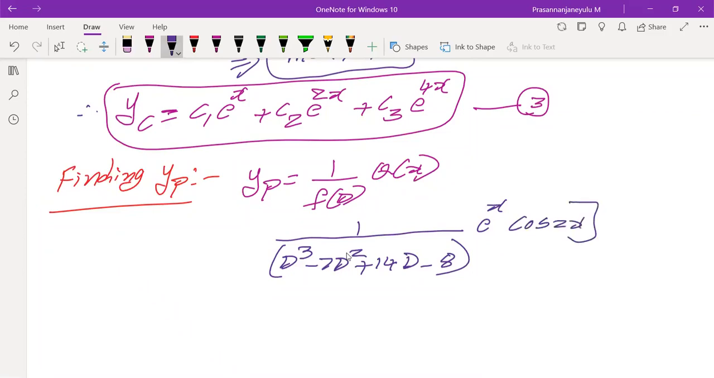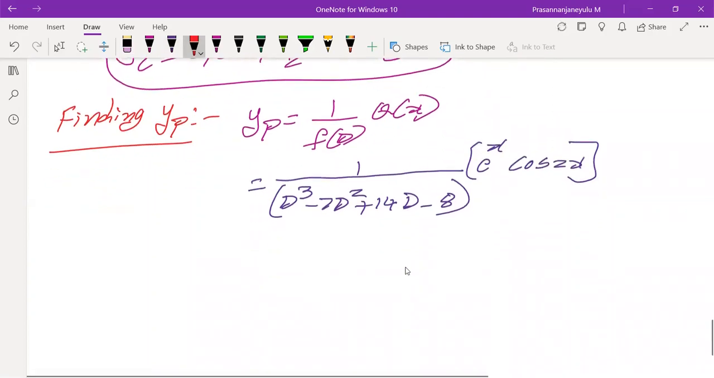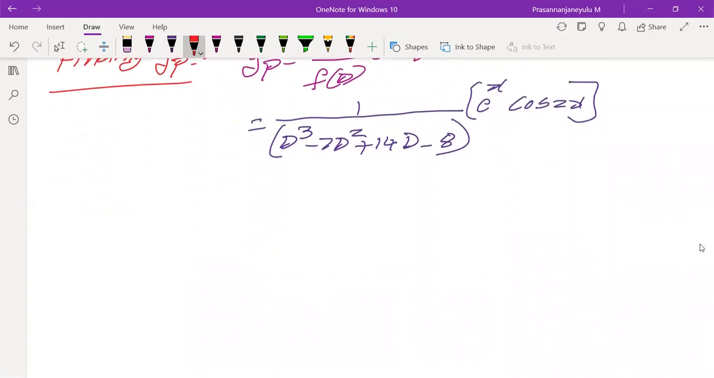E power x into cos 2x. Now, if we observe this, how does it look? It is in the form of type 4. What is the type 4 procedure? E power ax into v of x form. Here v of x is cos 2x, so it is in the form of type 4.